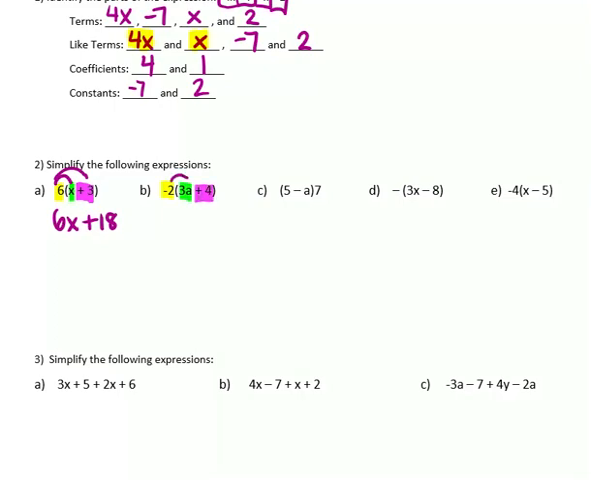For the second one, I'm going to highlight the -2, highlight the 3a, and highlight the +4. Now I can multiply. -2 times 3a, I'm just going to multiply the numbers and stick the a on. That would be -6a. -2 times a +4 would be a -8, so I just write -8.